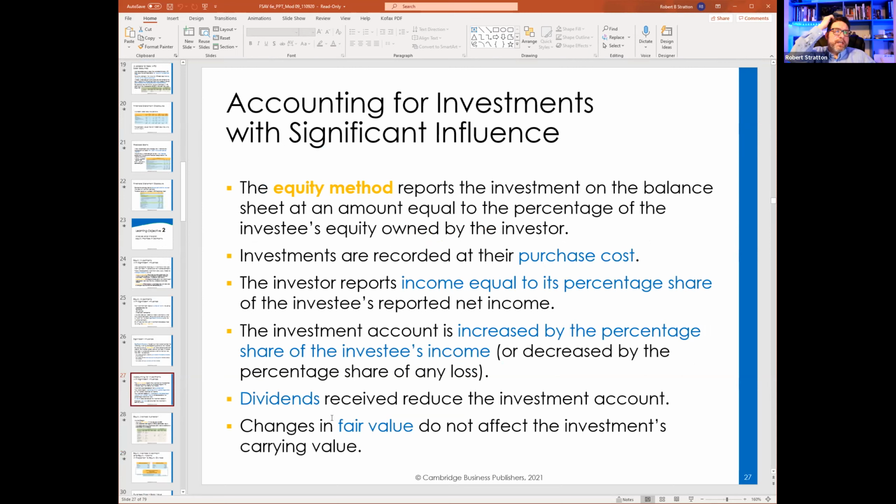Okay. So what you're doing with the equity method is you're reporting the balance on the balance sheet, the percentage of the investee's equity owned by the investor. So you record it, you start out at the purchase cost, right? And then you're updating it, not on the fair market value like we were just talking about, but as your percentage, how much you own of their retained earnings, of their profit. So if you own 30% of the company, you own on paper 30% of the equity. So you have to report that on your books.